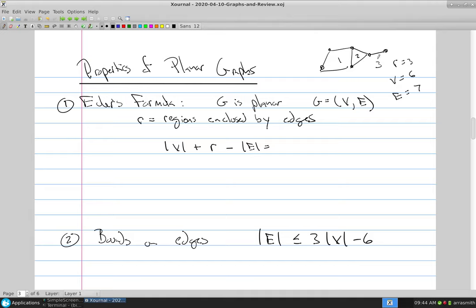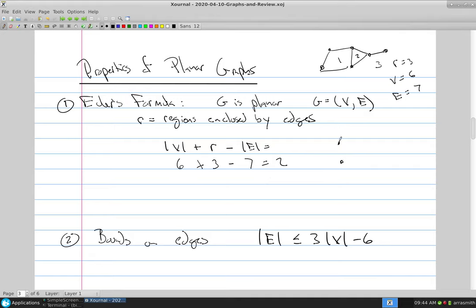So for this graph here, I have three regions. I can count 1, 2, 3, 4, 5, 6 vertices. I have 1, 2, 3, 4, 5, 6, 7 edges. And then if I go through this and ask, how many vertices do you have? Well, I have 6. How many regions? I had 3. And how many edges? I had 7. And if I subtract those, I get 2.